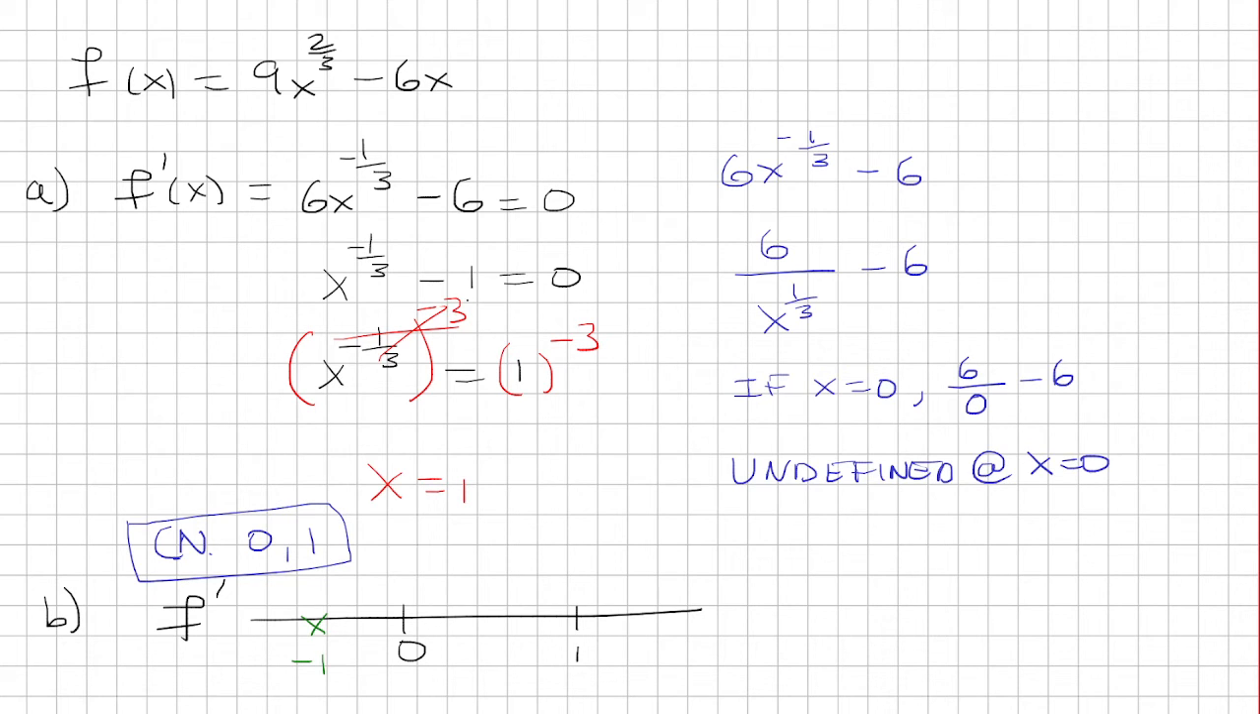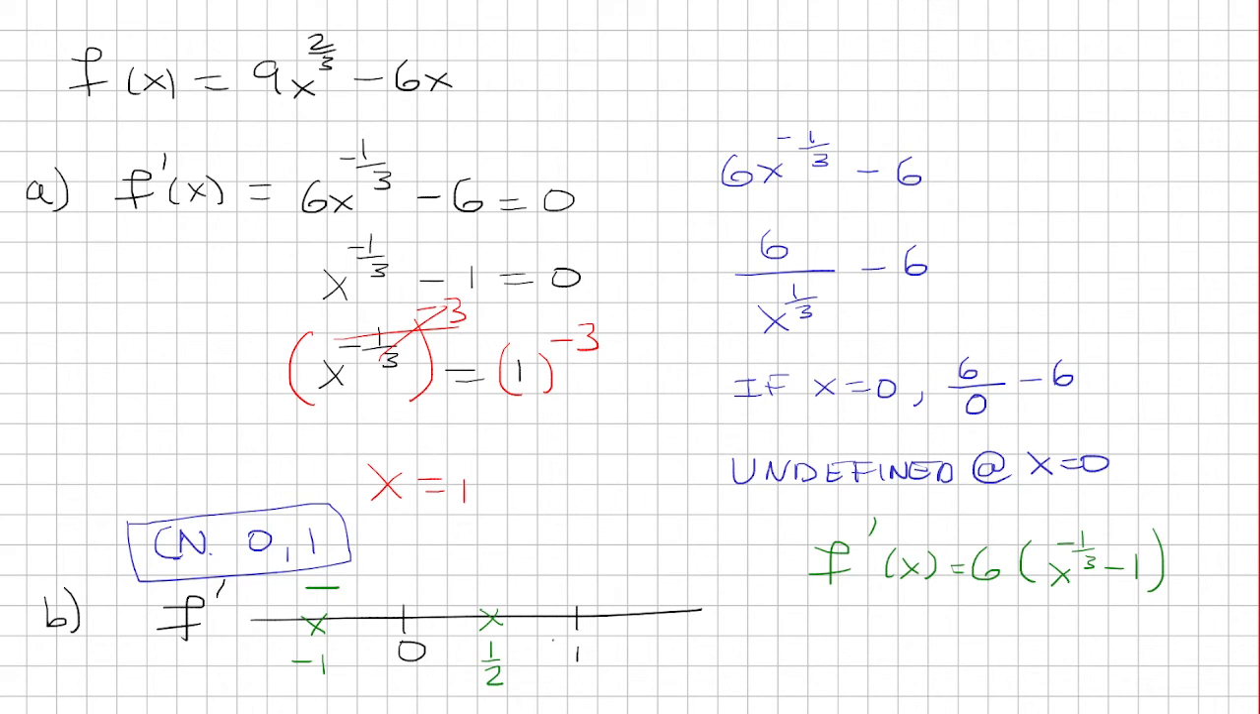Plug into the derivative. The derivative we said simplified to, well, I guess I could factor out the 6 and then just have x^(-1/3) minus 1. So 6 is positive. Let's not even bother looking at that. If I plug in negative 1, we have negative 1 to the negative 1/3 power. That's going to be negative 1, minus 1 is negative 2. So this is negative.